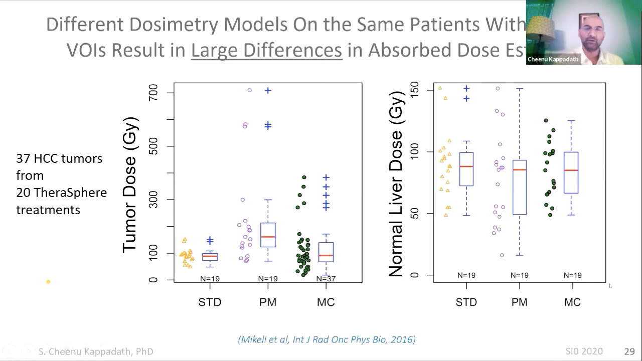And we can see for the normal liver, things are pretty reasonable, okay? Things match up between normal liver and the MIRD, partition, and voxel dosimetry. But if you look at the tumor doses, they're quite different here, right? So even if you use matched VOIs, different models can give you different numbers. And that is very important to keep in mind.